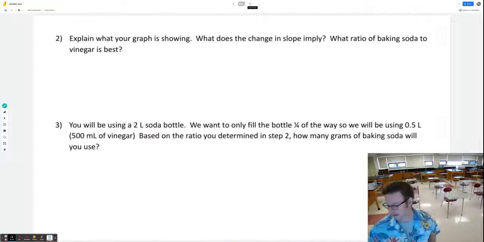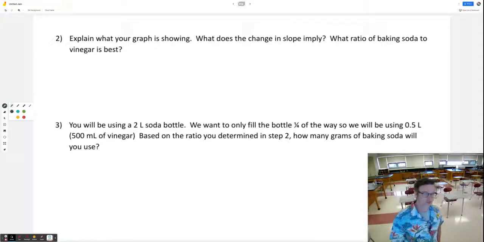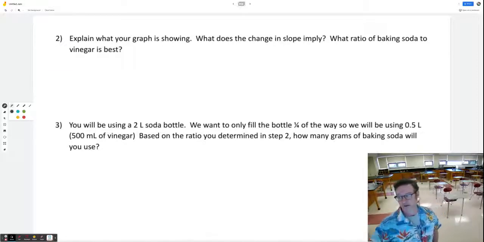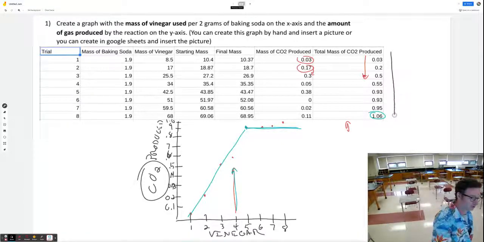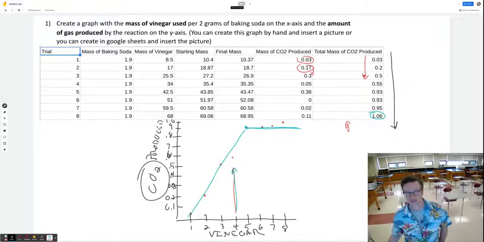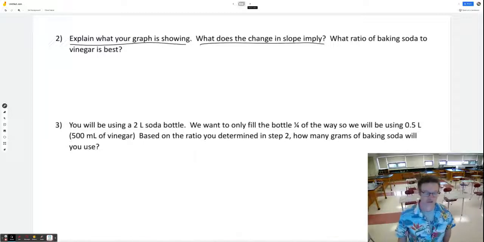It means that, as we said in some of the previous questions and things we've talked about in previous lessons, the graph is showing that there is a limit to how much gas can be produced. Okay, we can't just add vinegar infinitely and produce more and more gas, because we run out of baking soda. We had a limited amount of baking soda that we started with, and we slowly used that up by adding more and more vinegar until it basically ran out and stopped reacting. So that's what the change implies, right? That you have reached the limit of the limiting reactant, which is the baking soda.